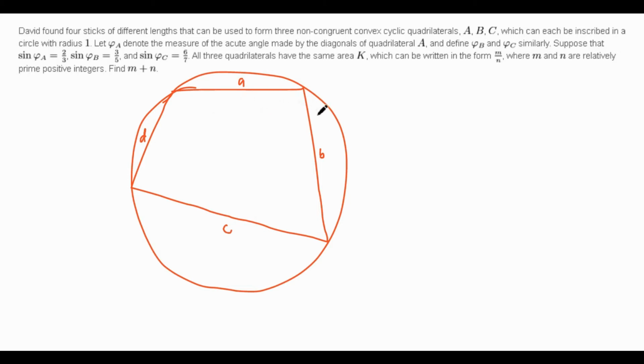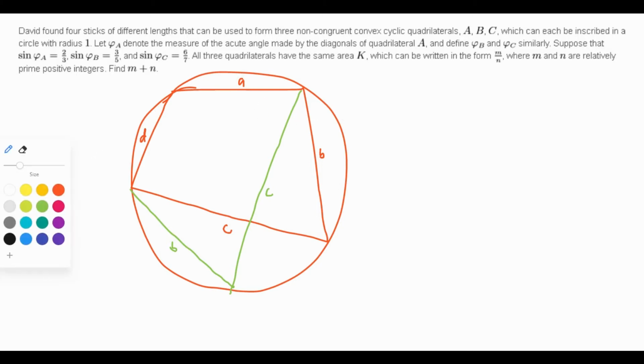Well, one idea might be to swap 2 of the sides. For example, if I swapped B and C, then it might turn into something like this. Okay, this color is a little bit too hard to differentiate. Let's go with green. Alright, so if I swapped B and C, now this becomes B and this becomes C, then we see that we get a different quadrilateral. Perhaps we can get all the different quadrilaterals by just switching 2 sides.